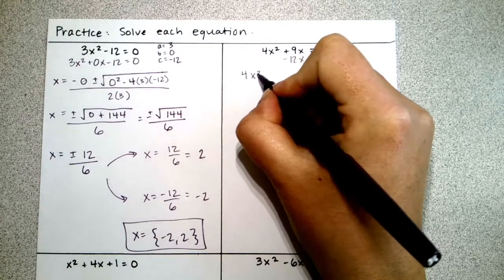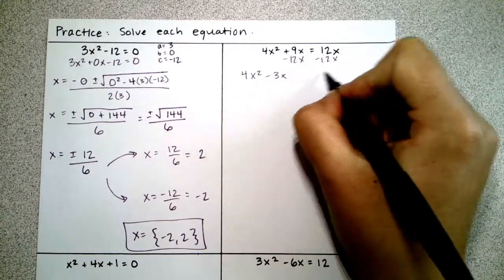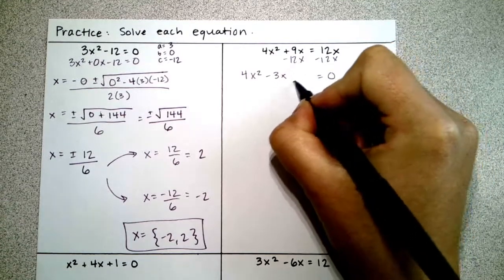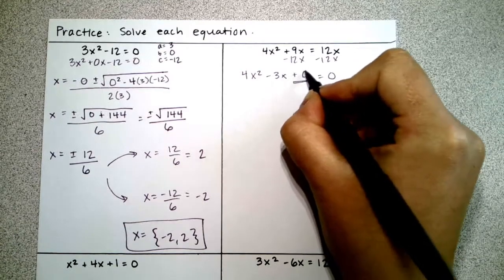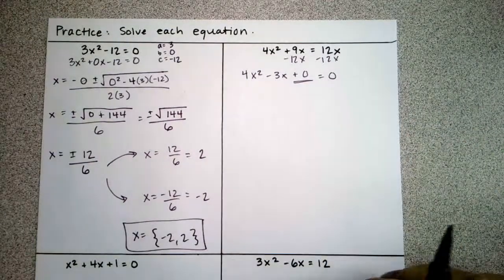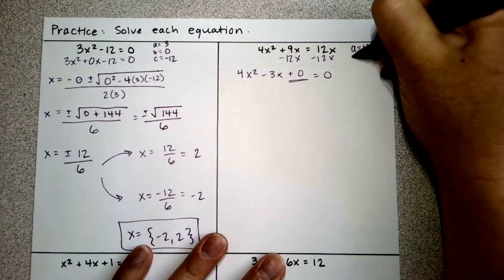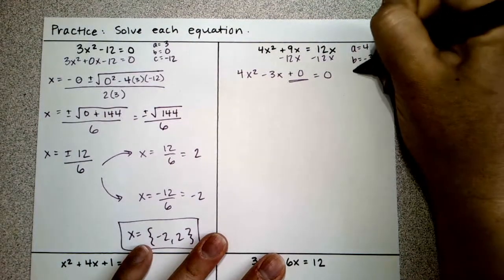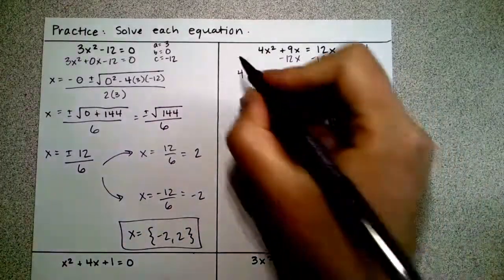So it's 4x squared minus 3x equals 0. See how we have an a term and a b term, but we don't have a c term? If you want to write plus 0, you can. You don't need to. But that kind of helps us see that a is 4, b is -3, and c is 0. Now we plug that into our formula.